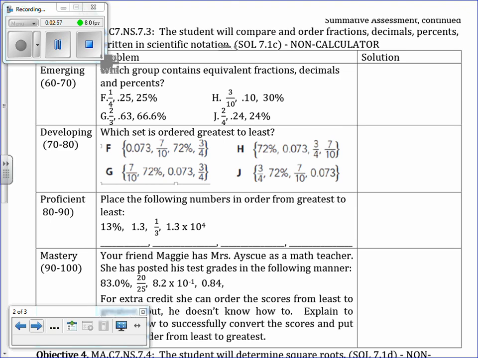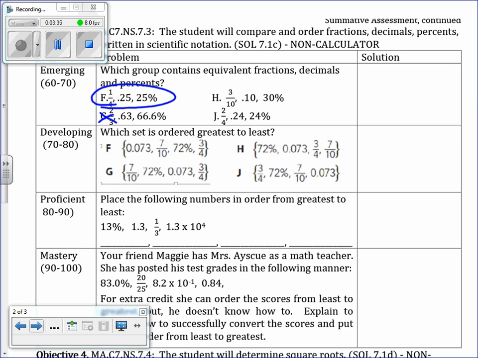It says, which group contains equivalent fractions, decimals, and percent? So I have 1/4, and I know that's 0.25, and we should pretty much have an idea that 1/4 is 0.25 at this point. And then I have 25%, which is the same as well. I have 2/3, 0.63. Well, I know 2/3 is 0.666 repeating. So that doesn't work. I just want to make sure there's not more than one answer because remember, on SOLs, you might have more than one answer.